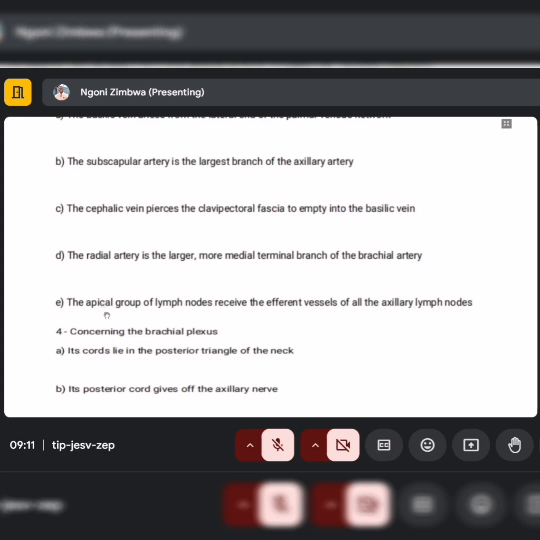C, that's your central group, right? So central group is at the center from the word, right? It receives lymph from the following: from the anterior axillary lymph nodes, posterior axillary lymph nodes, and the lateral axillary lymph nodes. And then it is from the central that lymph will go to the apical.